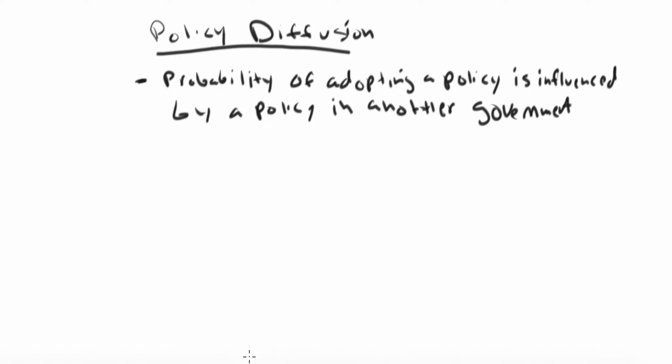So what does this mean? Well, I usually look at the state level. So this means that when Ohio adopts a policy, it possibly influences other states, maybe Michigan, or Indiana.